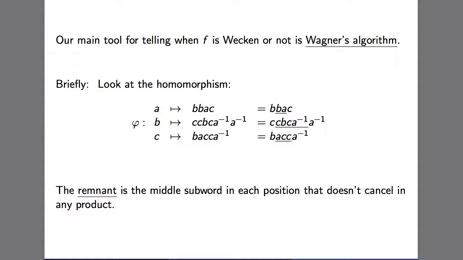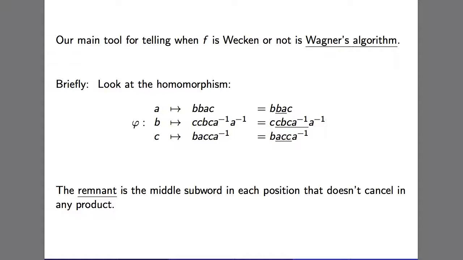What I mean is you take these three words here, you multiply them together, and you also multiply them together with their inverses, and you see what you can cancel on the ends of these words. In this example, this first b, for instance, you can cancel by multiplying this by the inverse of this on the left. The first b here will cancel, but the second b will not, and actually there's no other product which can cancel the second b. So the second b is part of the remnant.